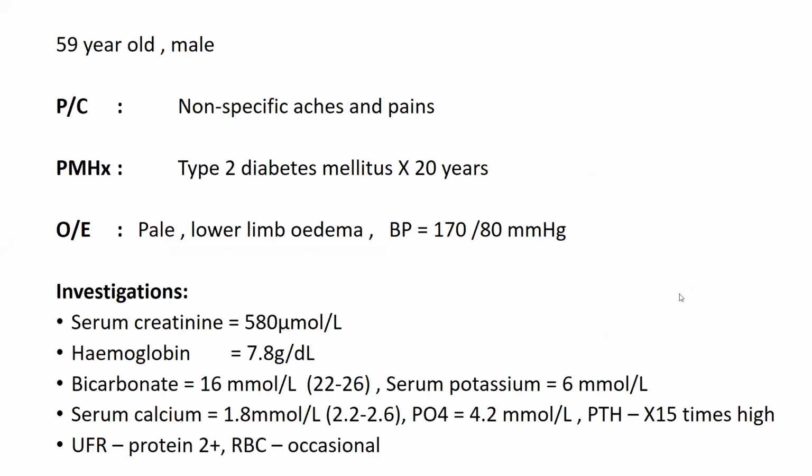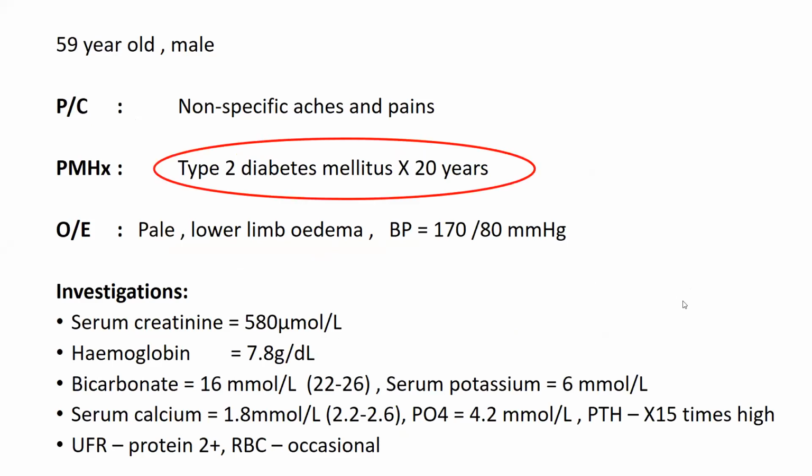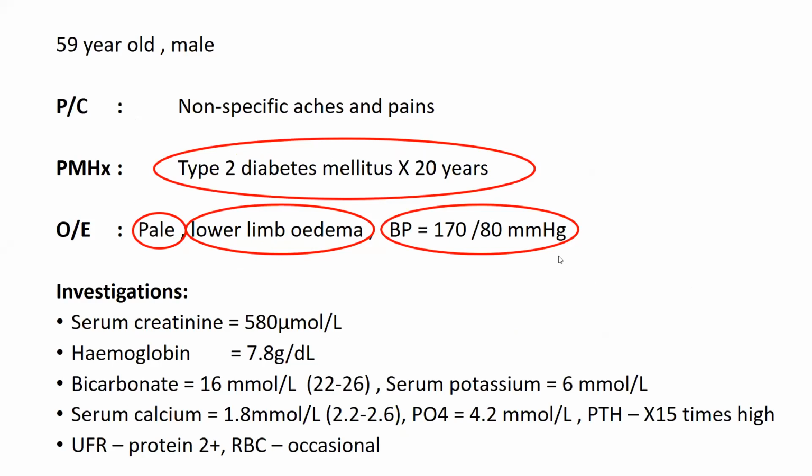So going back to our patient again, now you might be able to understand some of these abnormalities. This patient has had long-standing diabetes for 20 years. He's pale because he's anemic now for the reasons we discussed. He has edema because of fluid retention. He has hypertension because of fluid retention. You can see the creatinine is very high. He's anemic for the reasons we discussed. Bicarbonate is low, so he has metabolic acidosis.